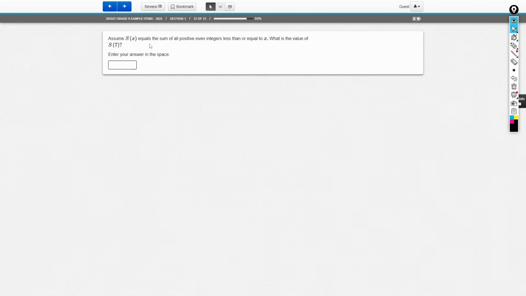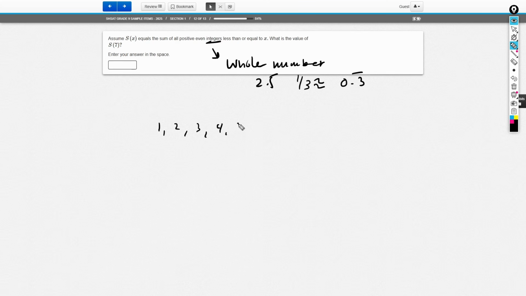All right. Assume s of x is equal to the sum of all positive even integers less than or equal to x. What's the value of s of 7? So an even integer, well, first of all, an integer is a whole number that could be negative or positive. Essentially, it's a number that doesn't have a decimal. So, for example, 2.5 is not an integer because it has a decimal 0.5. 1/3 is not an integer because this is a fraction, and 1/3 is equal to 0.3 repeating. No fractions are integers. So integers are numbers like 1, 2, 3, 4, and 5, right?